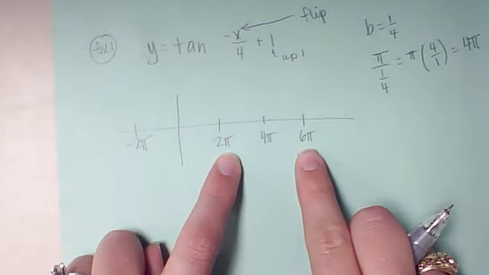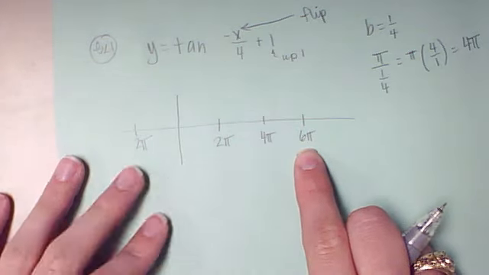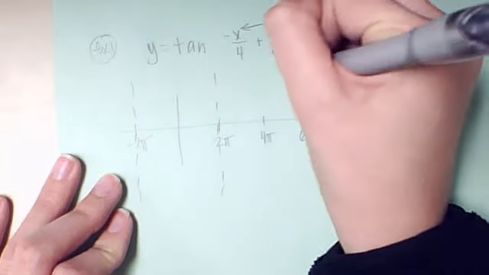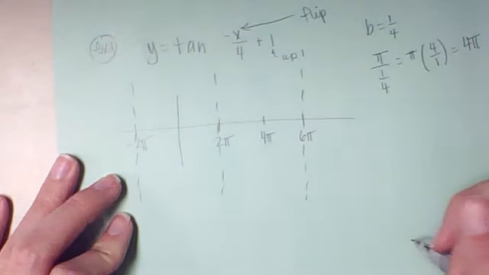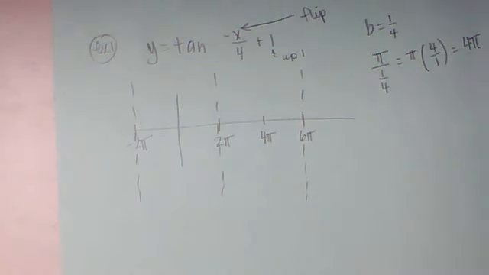My next period would be 2 to 6 pi. And I'm going to draw asymptotes at my halfway mark. So I'm going to go ahead and do that here, and here, and here at 6 pi. You don't have to draw any certain number of periods to show me that you get this, but go ahead and do just a couple so that I can kind of see.